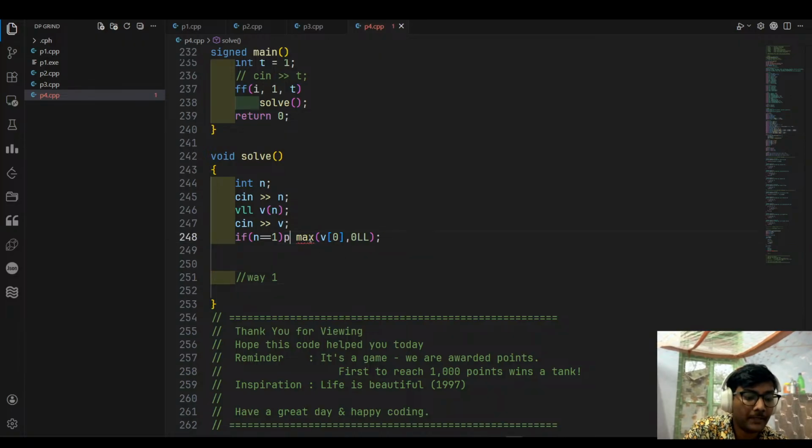I think I should print and then maybe after printing return.